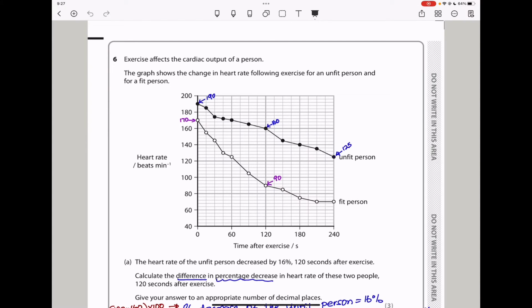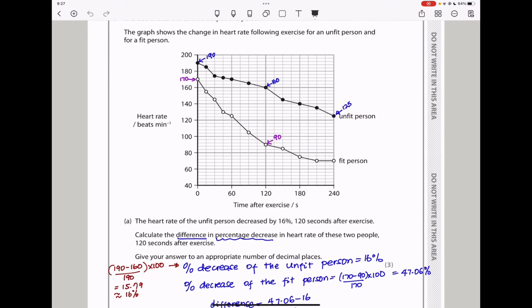Question 6. Exercise affects the cardiac output of a person. The graph shows the change in heart rate following exercise for an unfit person and for a fit person. So let's look at this graph. I put some values based on how I answered the questions below. The vertical axis is showing us the heart rate in beats per minute, and the horizontal axis is showing us the time after exercise.